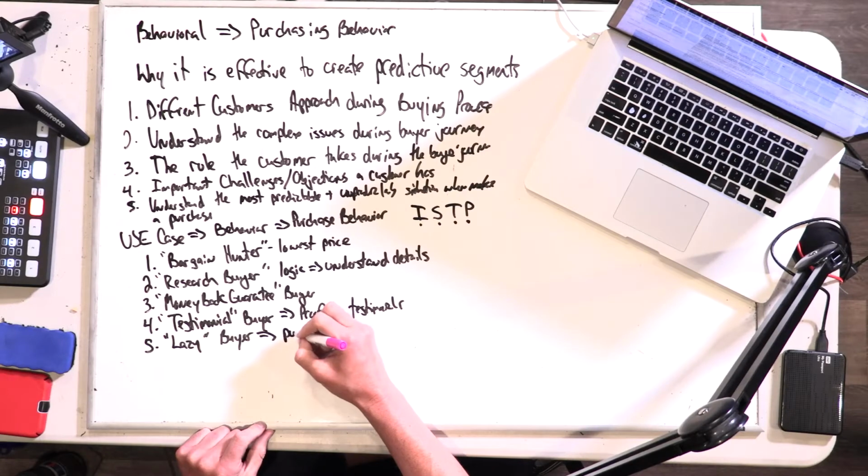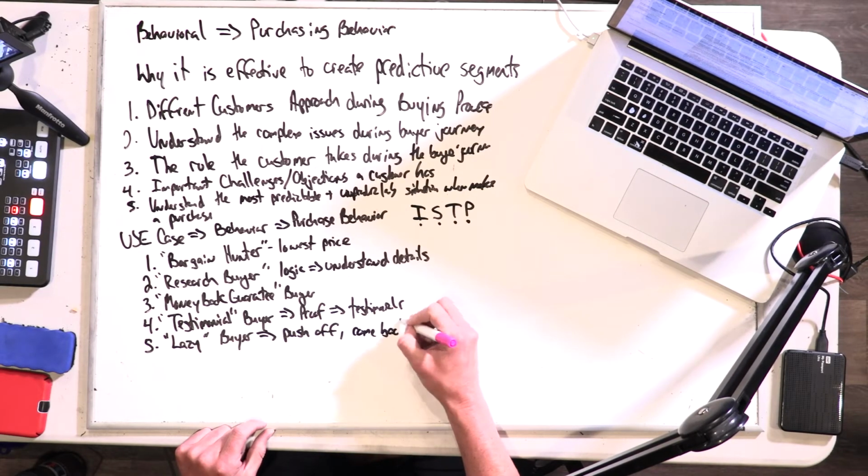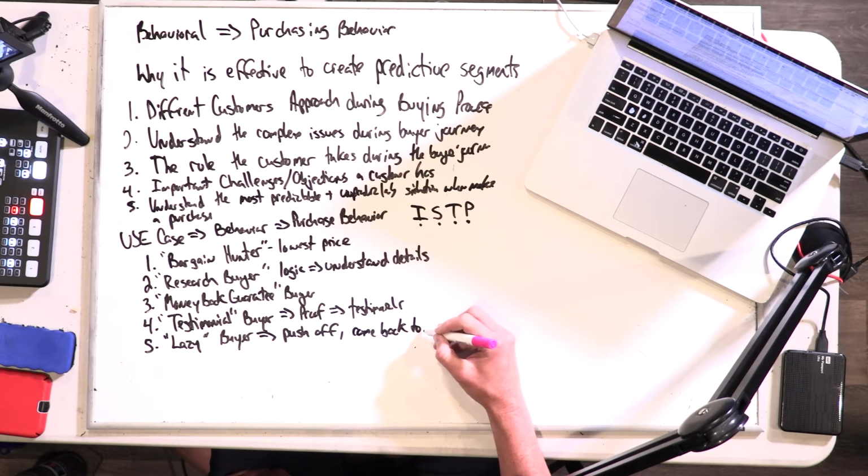Number 5, let's call that our lazy buyer. This buyer needs a push. They want a product, they need a product, but they don't pull the trigger. They'll say, I'll come back and do it another time. I'll do it later. And they keep pushing it off, coming back to it at another time, thinking it's always going to be there.